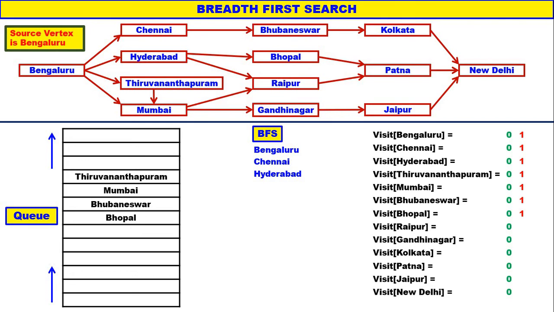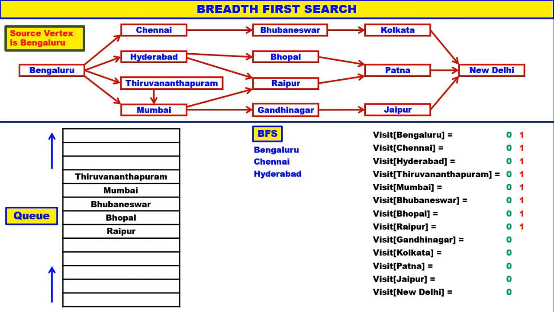Next, Raipur. Can we add Raipur to the end of the queue? Yes, because visit of Raipur is equal to 0. It means it is not yet visited. Therefore, Raipur is also added at the end of the queue and immediately you make visit of Raipur equal to 1. That's all. All the adjacent nodes of Hyderabad are taken care of. Therefore, again come back to the queue. Is the queue empty? No.